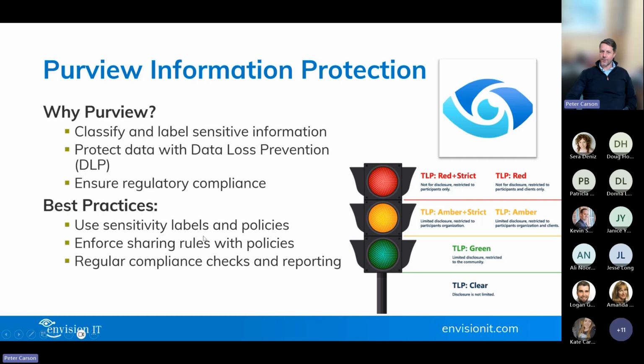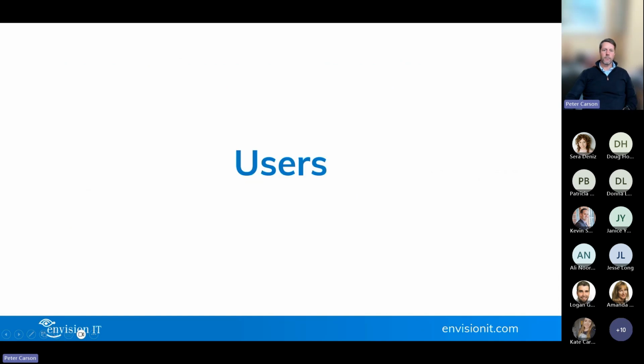Purview Information Protection is something I've done past webinars on. It's really important as part of this. It's actually not that hard to roll out something like the Traffic Light Protocol and apply policies and rules around who can share and what that looks like. So I encourage you to check out resources that we have on that side.